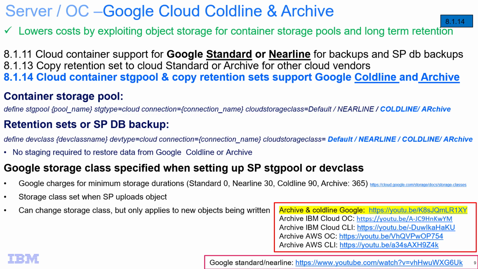I do have multiple videos out there. The newest one talks about using Archive and Coldline storage in Google, so check that out. If you want more history, I have setting up Archive classes for the other type of cloud providers, as well as how to set up Google Standard and Nearline.